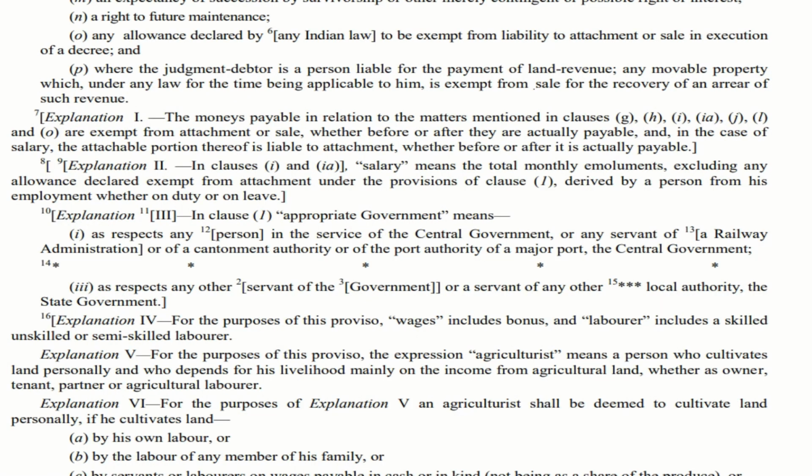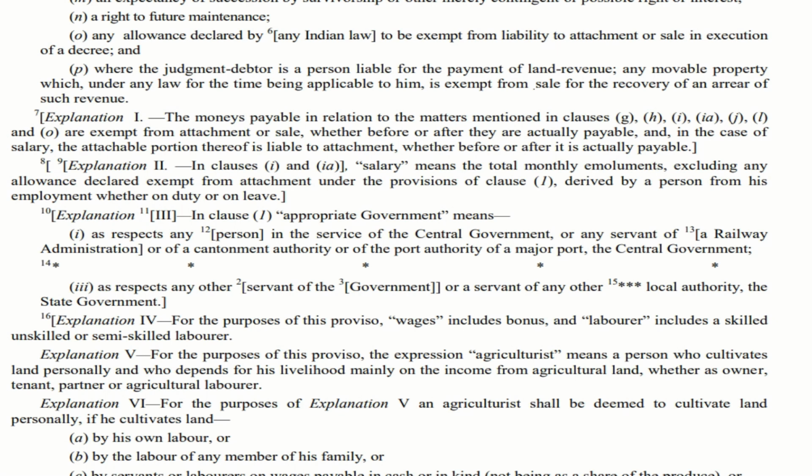Now, let us move to explanation 1. There are two aspects which we need to understand in this particular explanation. We very well know that clauses G, H, I, A, J, L and O are exempt from attachment or sale. These are practically connected to the salary, wages and other aspects. That cannot be attached. We know this. The question is whether this particular aspect, that is attachment aspect, comes before the due or the salary or wage or whatever it may be is actually payable, or whether it is after it is payable.